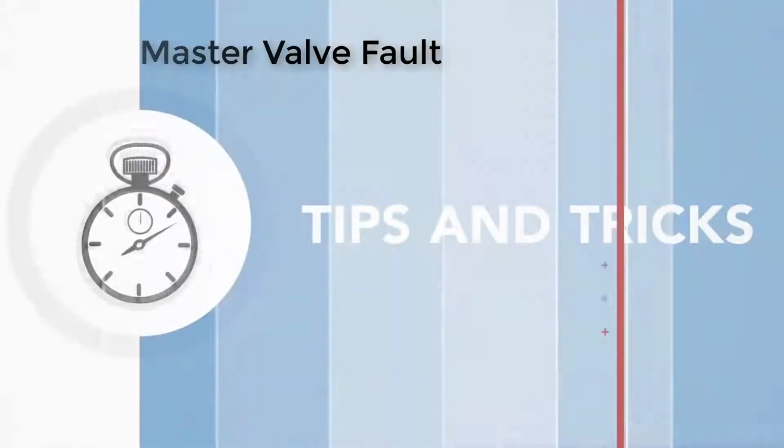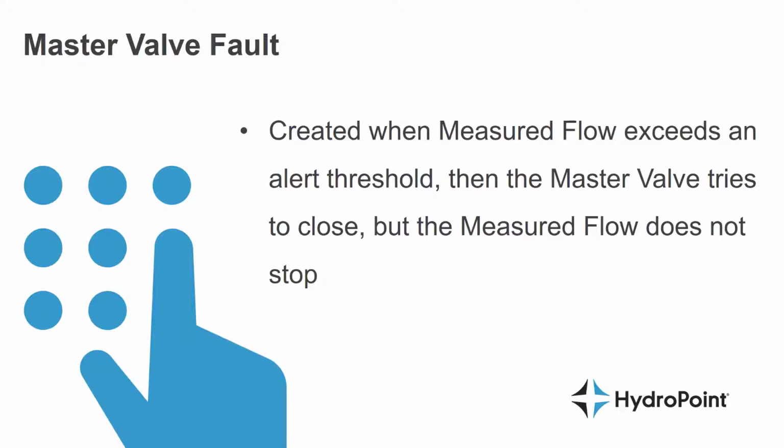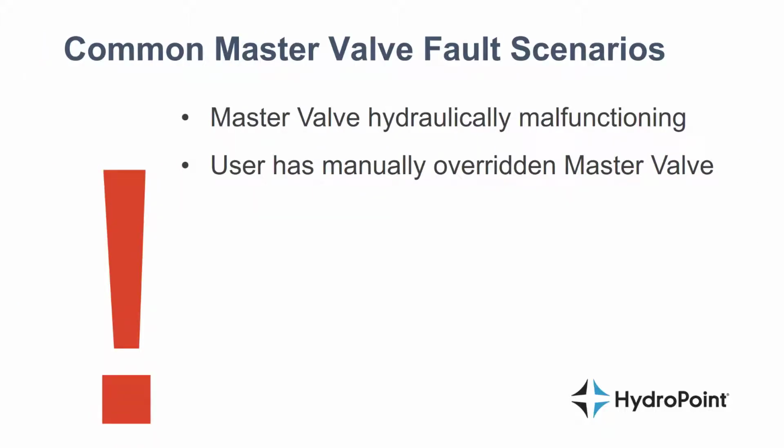Master valve fault. A master valve fault alert is created when there's measured flow on the controller that prompts an alert that tries to close the master valve, and in spite of the controller trying to close that master valve, the measured flow continues.